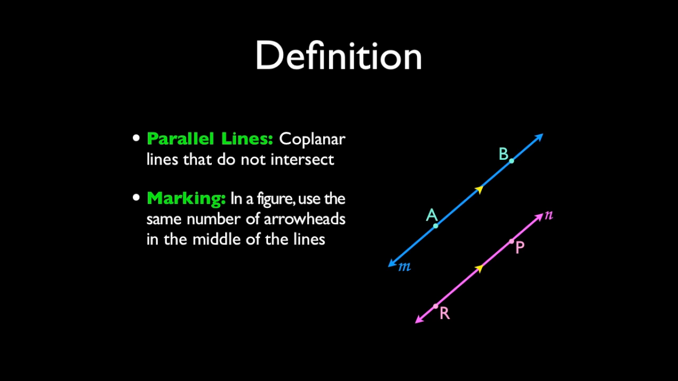Oh, and how do we write that? By using this funky little symbol right here. So line M and line N are parallel. Notice that we don't use the word line in this case. I don't know why, it just makes it shorter, I suppose. We can also use the points on the line, so line AB is parallel to line RP. Same parallel symbol.